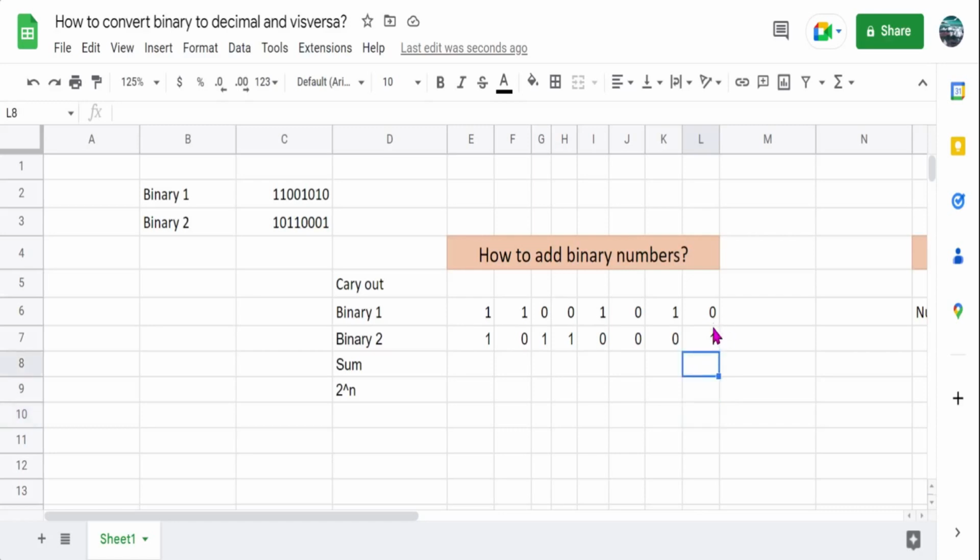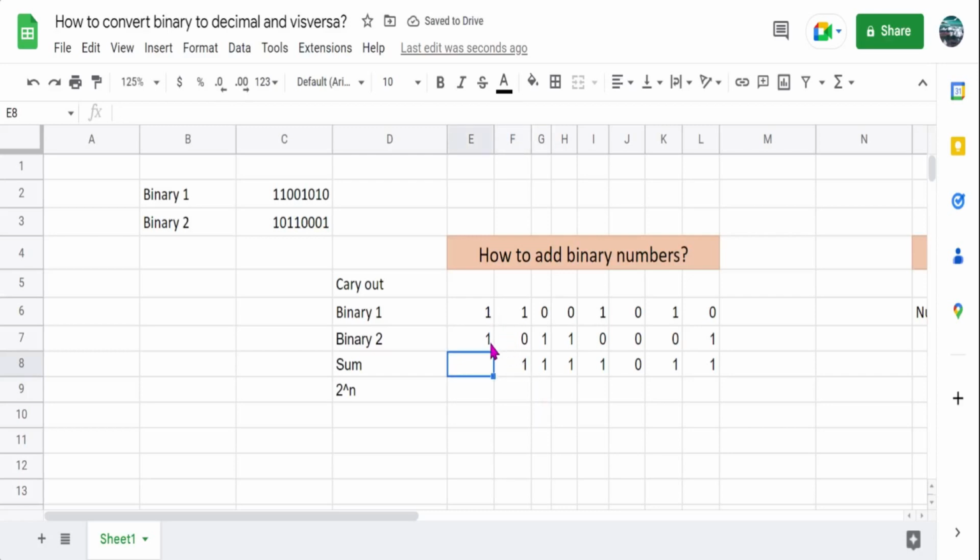0 plus 1, 1. 1 plus 0, 1. 0 plus 0, 0. 1 plus 0, 1. 0 plus 1, 1. 0 plus 1 again, 1. 1 plus 0, 1.